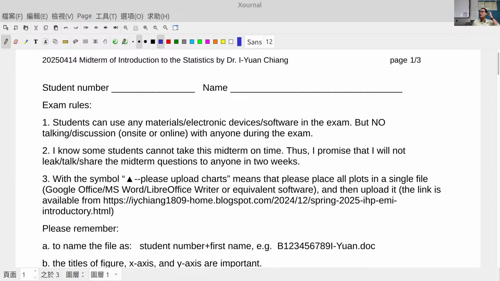Thus, I highly encourage you to use the computer. Those skills I already shared with you during the class. Okay. But just one rule: no talking or discussion on site or online with anyone during the exam time.